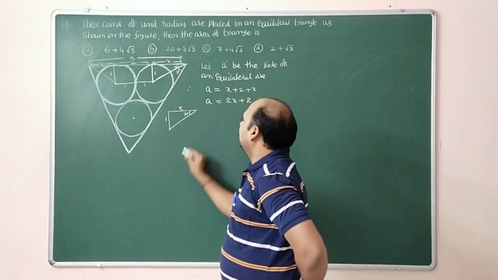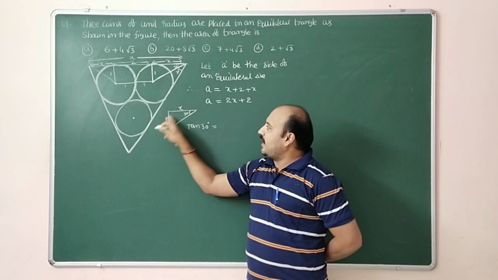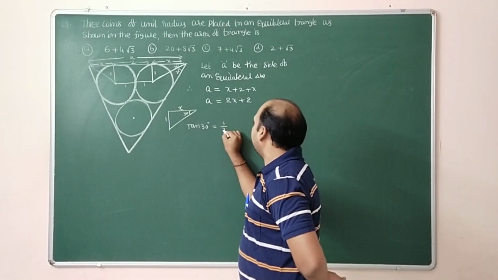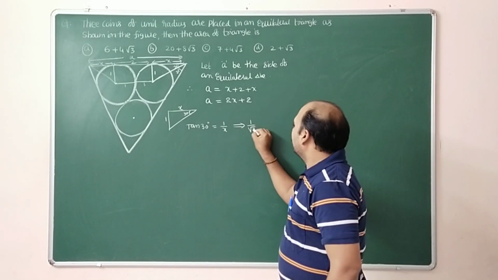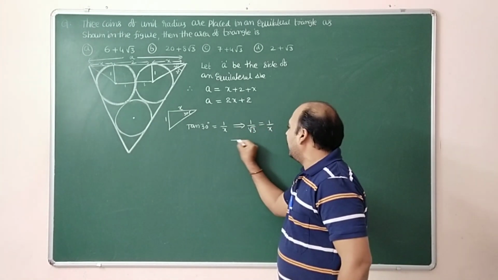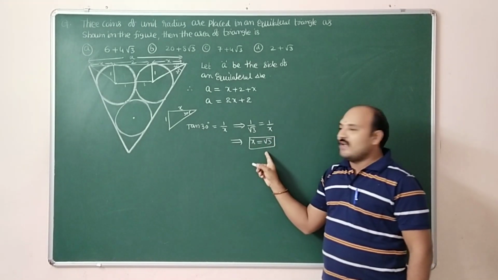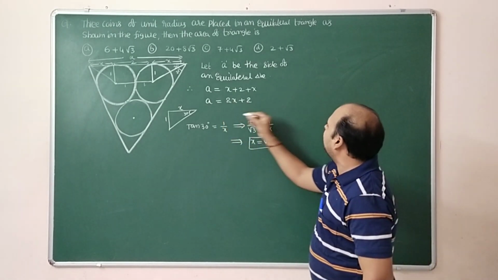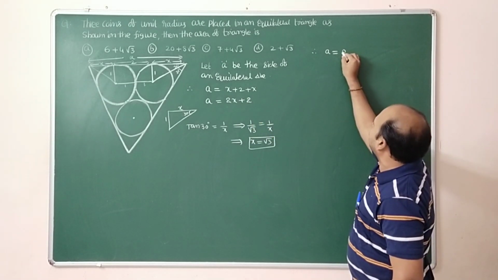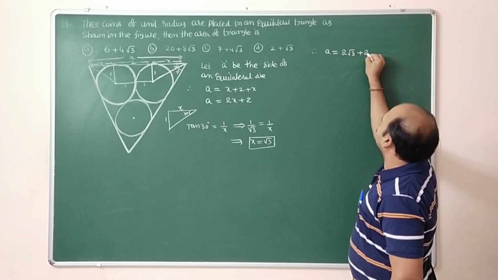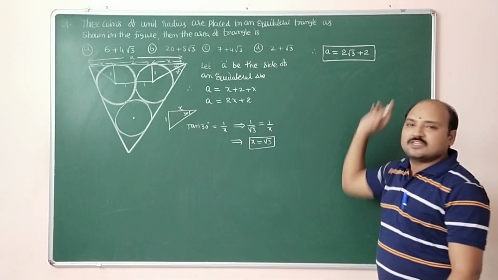From this triangle, tan 30 is equal to opposite to the angle by adjacent side. So 1 by x. That implies tan 30, which is 1 by root 3, is equal to 1 by x. Cross multiply, x is equal to root 3. So whenever you get the value of x as root 3, substitute here. Therefore, A is equal to 2x plus 2, that is 2 into root 3 plus 2. Therefore, the length of the side of the equilateral triangle is A equal to 2 root 3 plus 2.